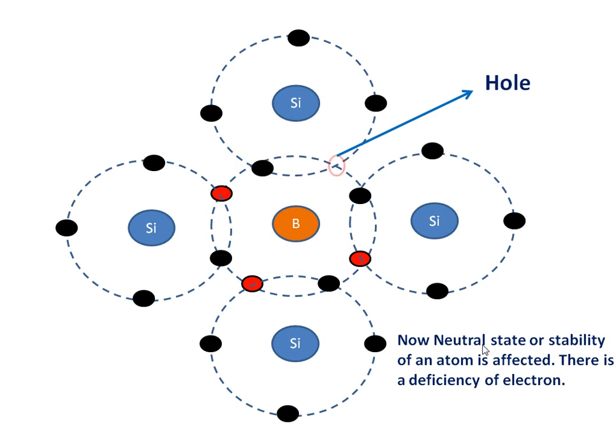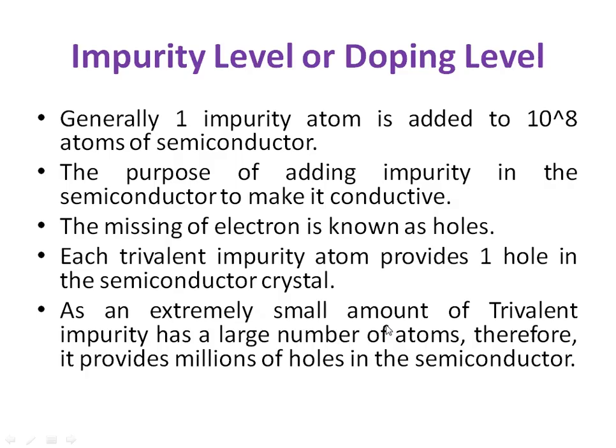Now the neutral state or stability of the atom is affected, because to attain stability it needs 8 electrons, but 1 electron is missing, so there is a deficiency of electron. So the neutral or stable state is affected. A hole means it is positively charged, so this atom or this structure acts as a positive.